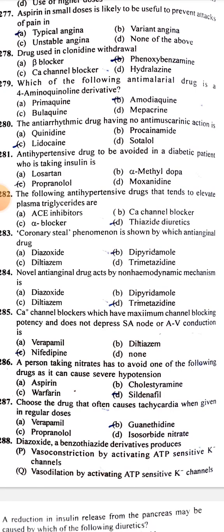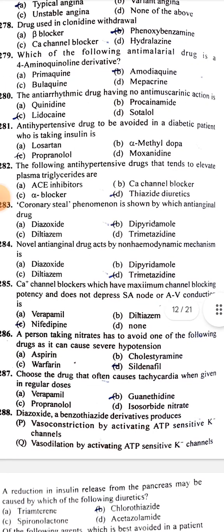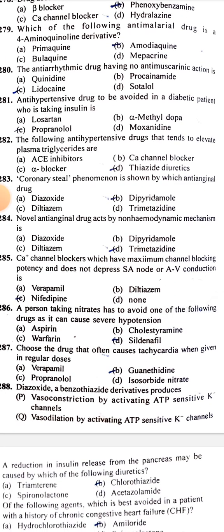Coronary steal phenomenon is shown by which anti-anginal drug? Dipyridamole. A novel anti-anginal drug that acts by a non-hemodynamic mechanism is trimetazidine. Calcium channel blockers which have maximum channel blocking potency and do not suppress the SA node.